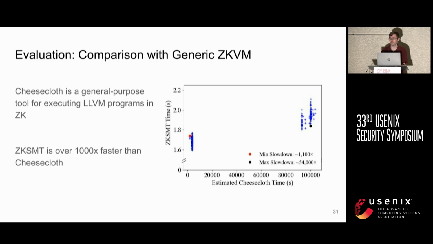The next thing we did was compare with a generic ZK-VM. As I alluded to earlier, one of our authors actually has a tool called Cheesecloth that can execute any LLVM program in zero knowledge. For a comparison, we took a bunch of benchmarks, we ran them in ZKSMT, and then we ran them by using a plaintext version of our checker in Cheesecloth. The goal here was to see if the work of having the specialized protocol of ZKSMT was worth the cost. And it ended up being well worth the cost, so ZKSMT was always at least 1,000 times faster, and often even faster than that as well.